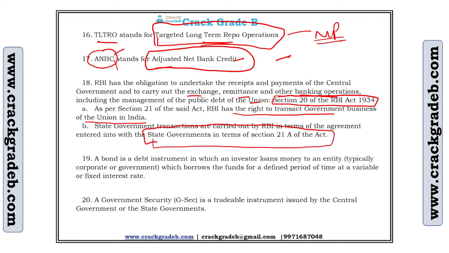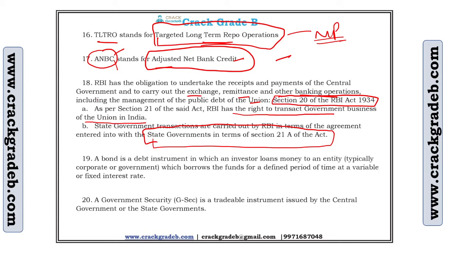Okay, look, Section 20 and Section 21 are by default for the Union government, but Section 21A is not by default for the state government. It is as per the agreement between the Reserve Bank and the state government. So there is a clear-cut differentiation between the functions laid down for the Union of India and the functions laid down for the states of India, right?